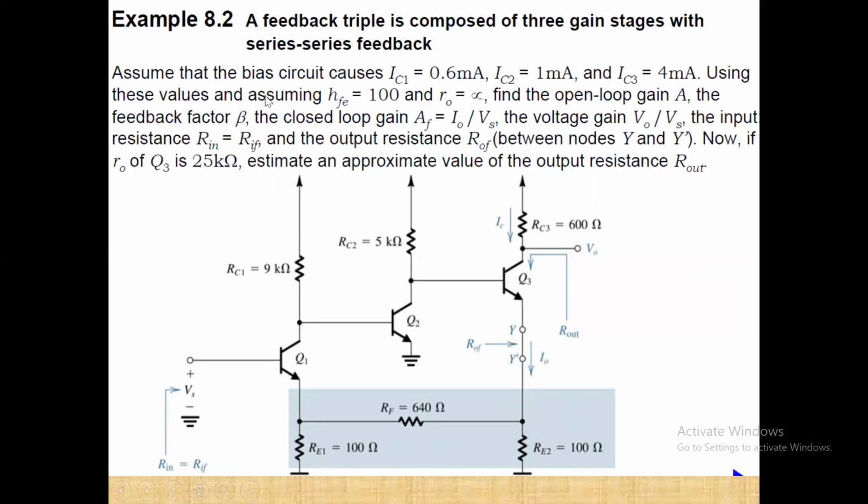Using these values and assuming hFE is equal to 100 and Ro is equal to infinity, find the open loop gain A and the feedback factor beta. The closed loop gain AF equal to Io by VS, the voltage gain Vo by VS, the input resistance RIN equal to RIF, and the output resistance ROF between the nodes Y and Y dash, and now ro of Q3 is 25 kilo ohms. Estimate the approximate value of the output resistance.